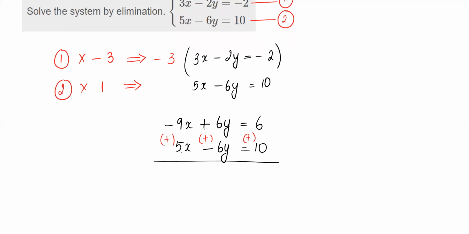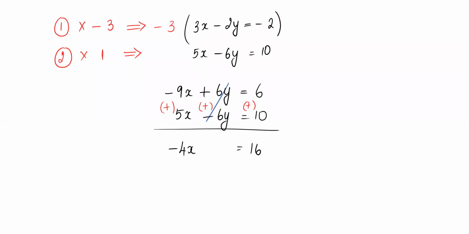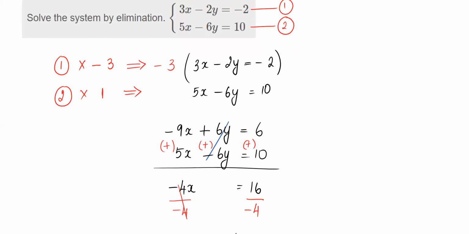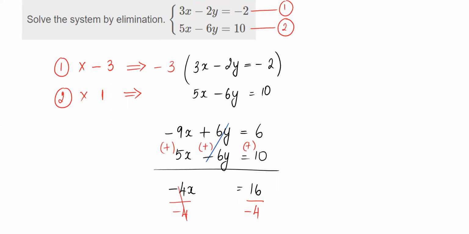Okay, so negative 9x plus 5x, negative 4x. This cancels off. Equals 6 plus 10, 16. All right, now we got everything in x. Divide both sides by negative 4. Remember the negative 4, not just the 4. Okay, so x equals negative 4. That's our answer. Now let's see which equation is suitable. Well, both equations have a coefficient, so it doesn't matter which one we choose. We've always used equation 1. Just for variety, I'm going to use equation 2.